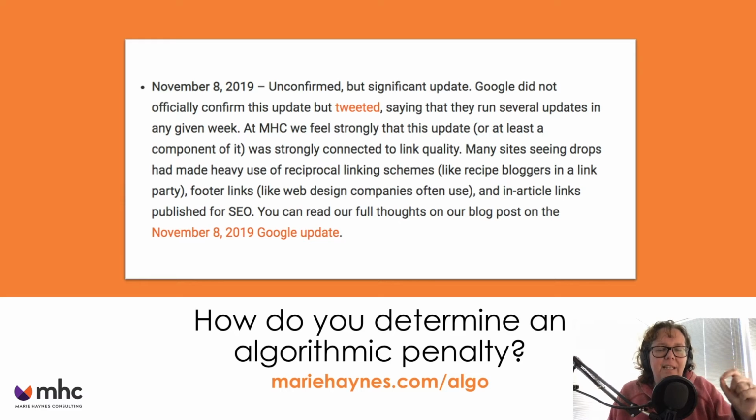But let's say you see a particular date on which the MHC team says, yes, we identified that a good number of our clients that we had marked as having link issues saw drops on this day. Or sometimes what we'll see is a good number of our clients that had filed a disavow saw improvements on this day. So if your drop coincides with something where our team has said, yes, we think Google did something link related, then that can mean that you're being suppressed by some type of action.